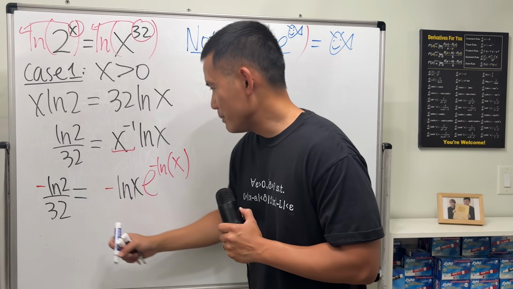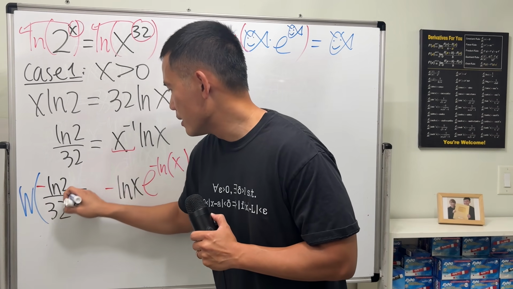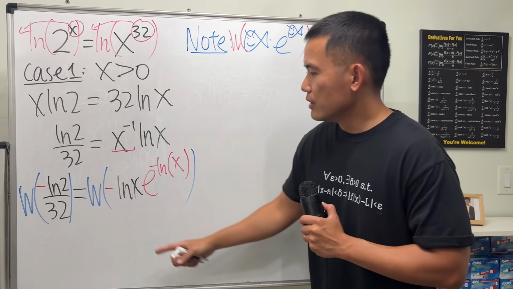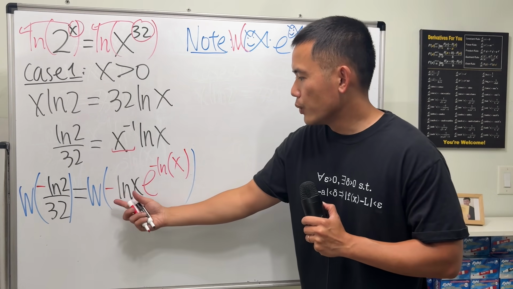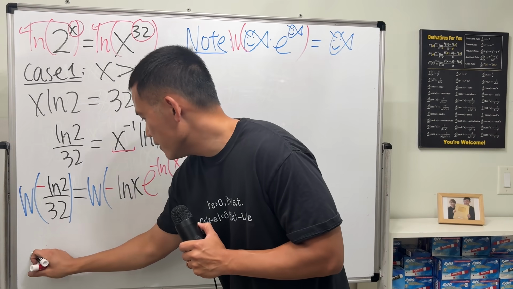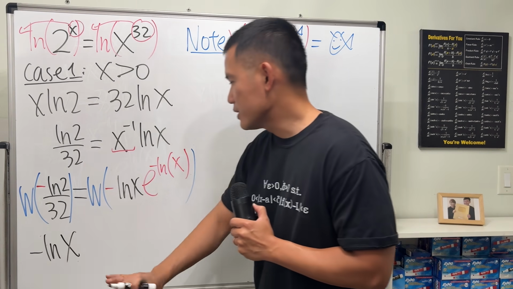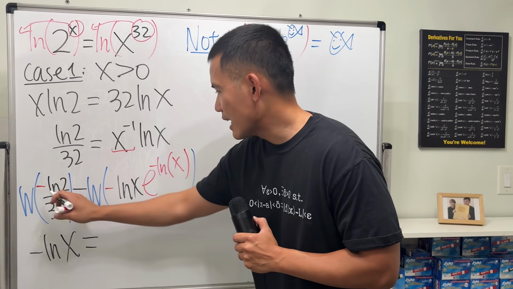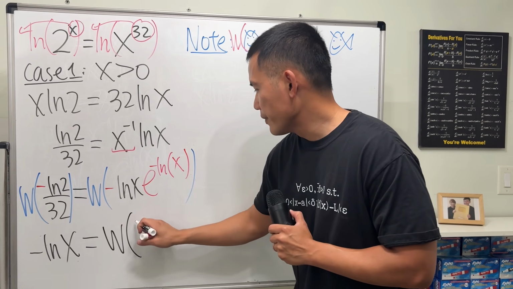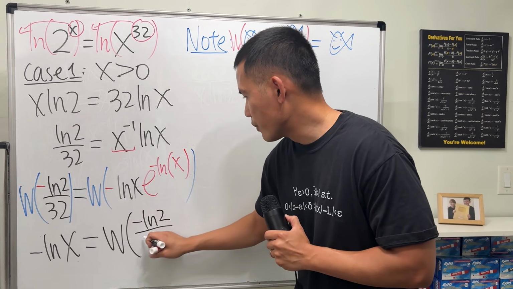Then we can just proceed by taking the Lambert W function of both sides. On the left hand side, we'll just get the fish back. So we'll just get negative ln of x. We'll just get that back. And then on the right hand side, I will put down this right here, which is the Lambert W function of negative ln 2 over 32.